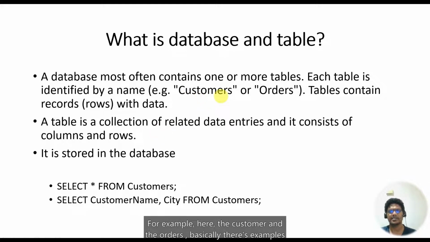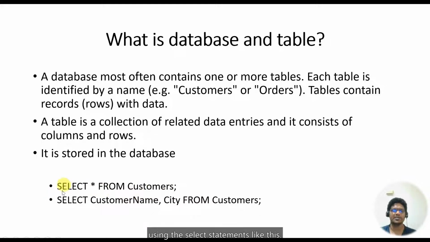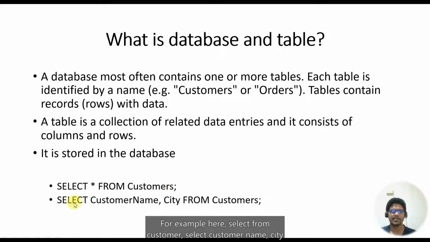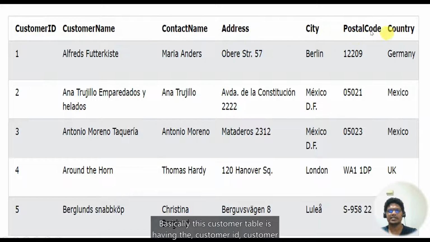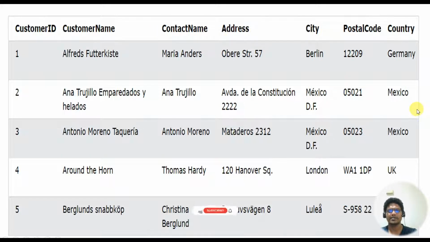For example, here customer and orders are examples of tables, and we can retrieve the data from the tables using select statements like this. For example, here: select star from customer, and select customer name, city from customer. These are examples of retrieving data from the tables. This is an example of the customer table. Basically, this customer table has the customer ID, customer name, and other related information.